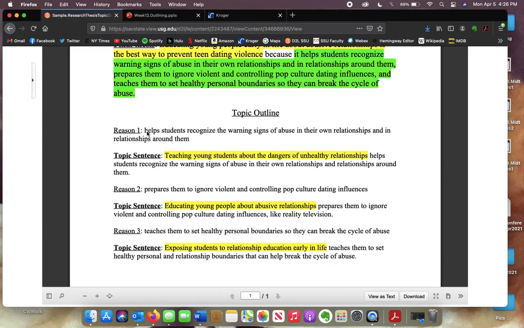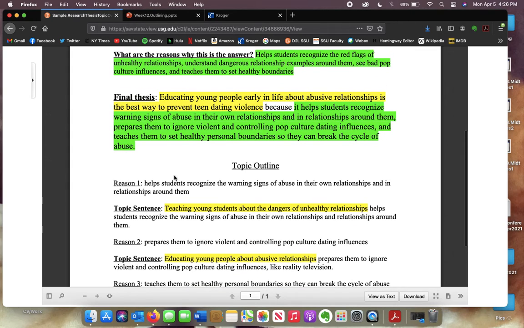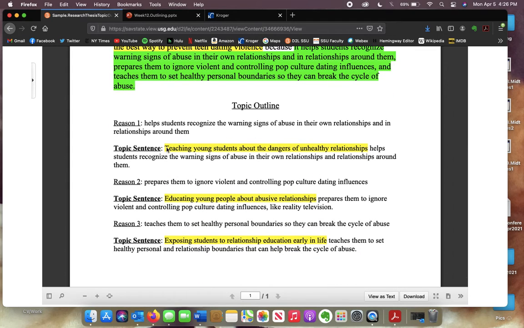So my first reason helps students recognize the warning signs of abuse in their own relationship and in relationships around them. So my topic sentence is teaching young students about the dangers of unhealthy relationships, which is my argument, helps students recognize the warning signs of abuse in their own relationships and in relationships around them. So you see how I'm pretty much taking the same wording from this reason and I'm just making a topic sentence out of it. I restate my thesis, but I list one reason instead of listing all of them. I have all my reasons up here in my main thesis. But for my topic sentences, I list my claim and then I list the particular reason I'm going to talk about in that particular paragraph.